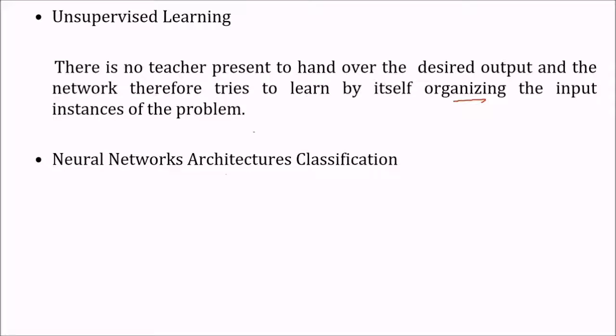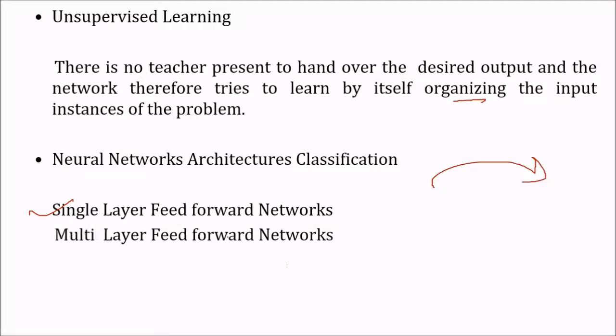So, what is the neural network architecture classification? It can be single-layered feed-forward networks, or multi-layered feed-forward networks, where you can have multiple layers in between. You can also have recurrent networks. So these are the ways.